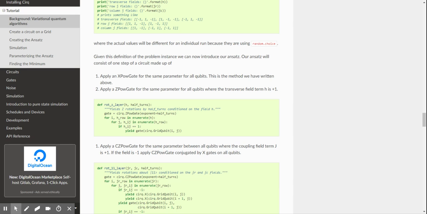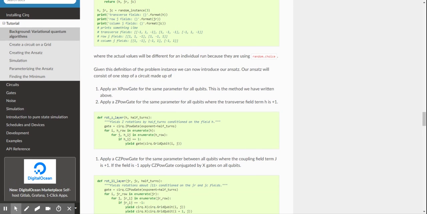This is the method we've written above. Then apply a Z power gate for the same parameter for all qubits where the transverse field term H is +1. So here we start getting into the circuit, basically the problem being mapped to the ansatz. So if this is a Z power gate, this is basically a Z rotation, right?